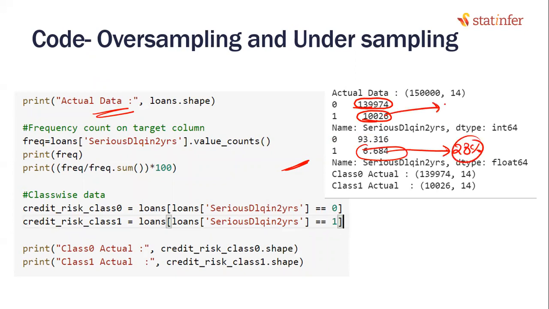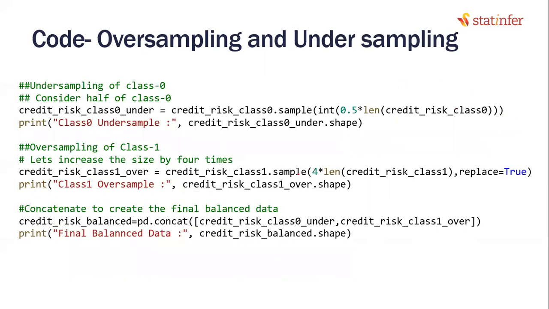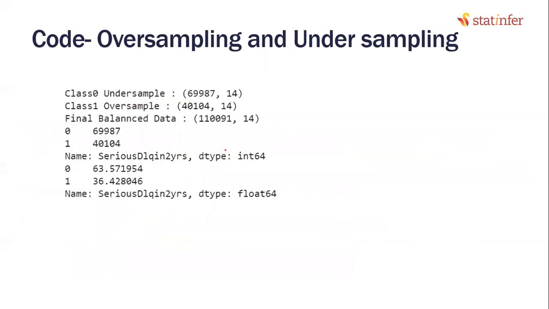So overall, this will be 40,000 records. And undersample it, maybe take only 50% of those records. Those many zeros, I don't require. Undersample it, take 50% of it out of 1,39,000, 1,40,000, somewhere around 70K. So overall the balanced data will have nearly 70K from zeros and around 40K from ones.